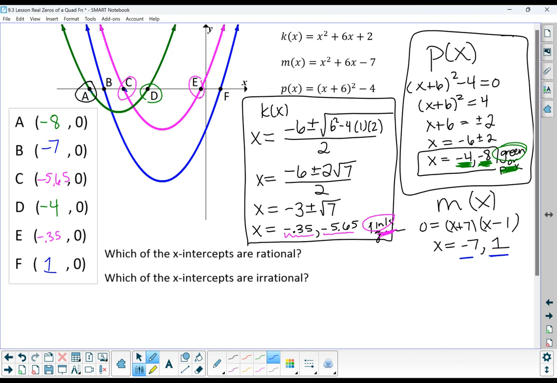Okay, so which of these x-intercepts are rational? Well, the rational ones are A, B, D, and F. And then the irrational ones are C and E. And those irrational ones were -3 plus or minus root 7.